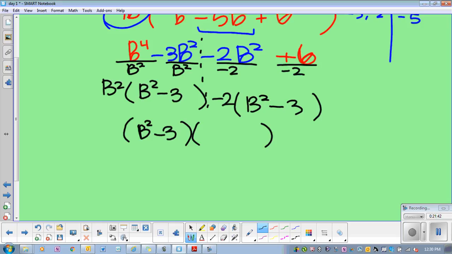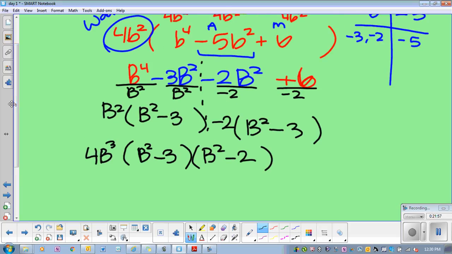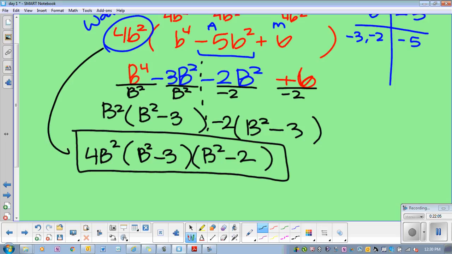So b squared minus 3, I know I did this right because my parentheses match. And then I also have b squared minus 2. Didn't I have a GCF in the beginning? 4b cubed squared. Oh, 2. Sorry. No, that's fine. There we go. B squared minus 3 and b squared minus 2 can't be factored further because 3 and 2 are not perfect squares, right? So there you go. Any questions?